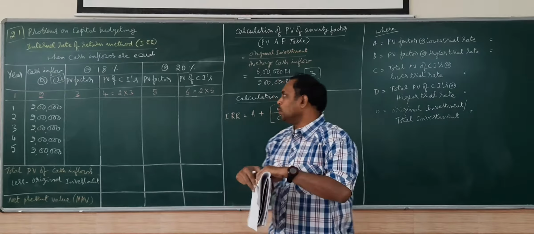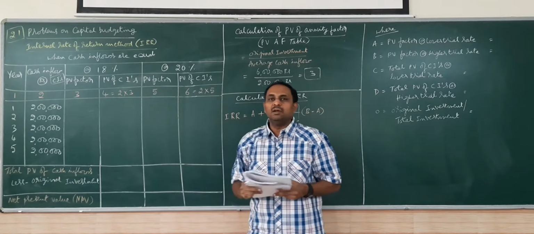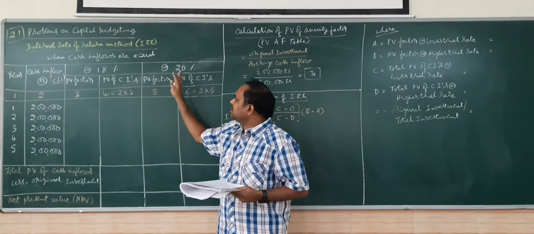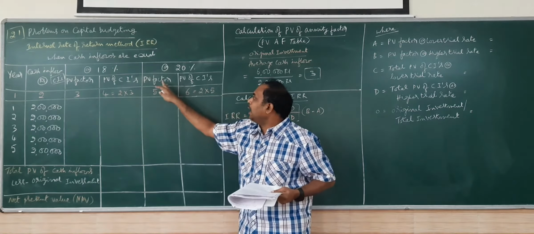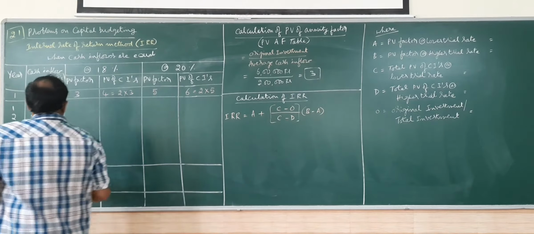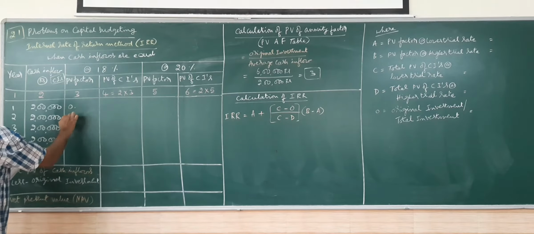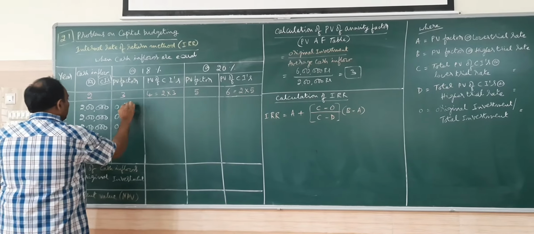So let me get into the working now. When I am choosing the rates, I have taken 18% and 20%. We have to find the PV factor at 18% and the PV factor at 20%. So I have the values with me at 18%. I will write the values there.